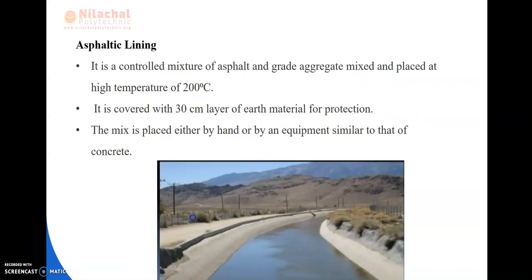And next is asphaltic lining. It is a controlled mixture of asphalt and grade aggregate mixed and placed at the high temperature of 200 degrees Celsius. It is covered with 30 centimeter layer of earth material for protection. The mix is placed either by hand or by an equipment similar to that of the concrete. You can see here, this is the asphaltic lining, and it is mainly covered with a 30 centimeter layer of the earth material.